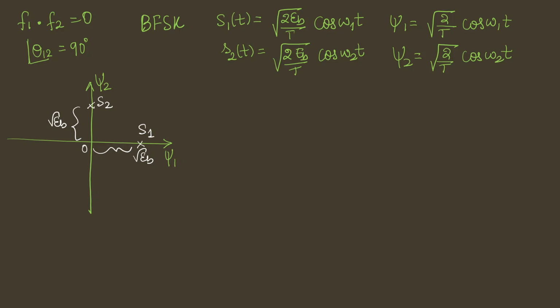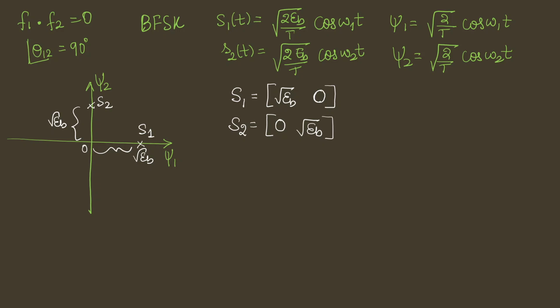This can also be written in the form of matrices. Symbol S1 can be determined as the signal point with an amplitude under the root EB along only xi1, and the xi2 component is equal to 0. S2 can be similarly written as the signal point with 0 as the component along xi1 and under the root EB as the component along the basis function xi2. So these are the things that we have known for the binary FSK.